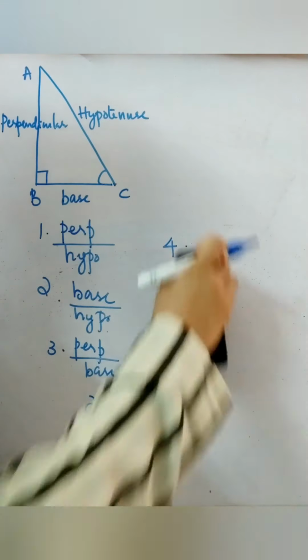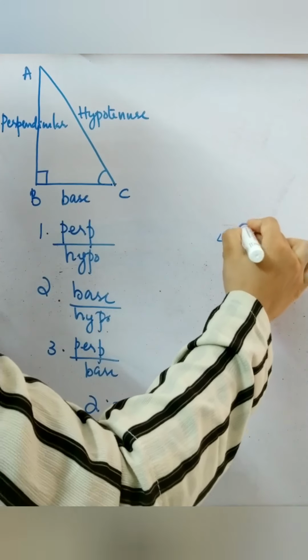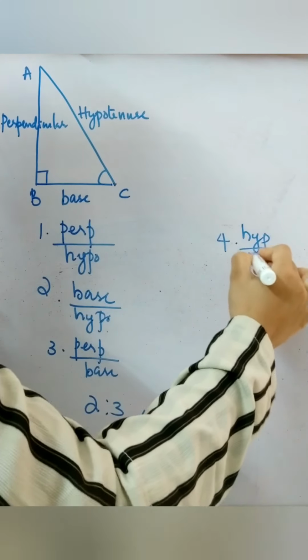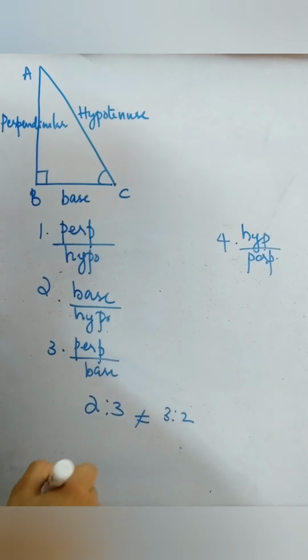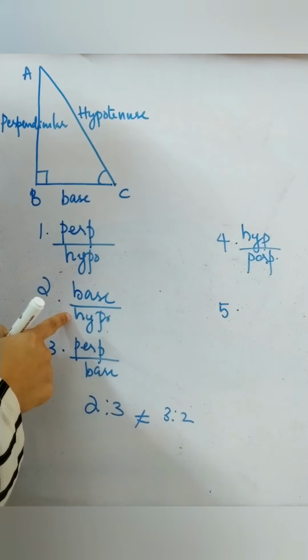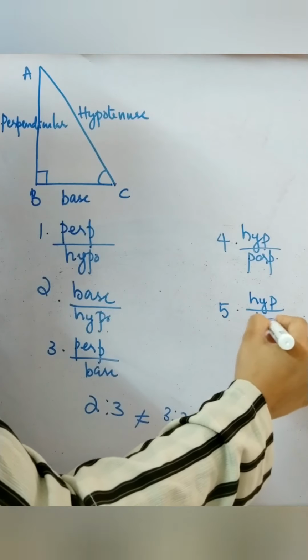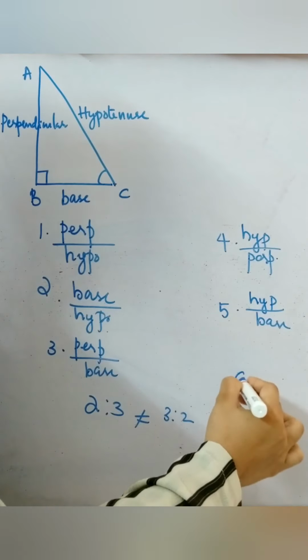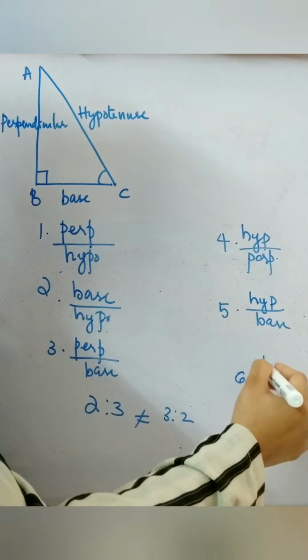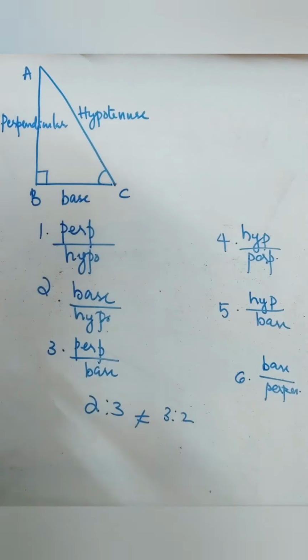So another ratio that we can find from this triangle is hypotenuse by perpendicular, that is the ratio between the hypotenuse and perpendicular. Similarly, I can find the ratio between hypotenuse and base, so hypotenuse by base. And the last one is base by perpendicular. So these are the different ratios between the different sides in a right angle triangle.